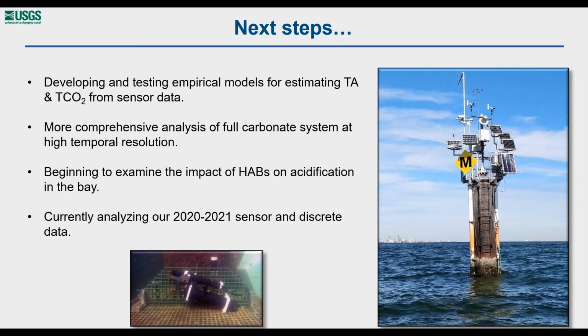As a next step, we're in the process of developing and testing empirical models using our discrete data for estimating total alkalinity and total carbon from our sensor data so that we can perform a more comprehensive analysis of the full carbonate system at the hourly resolution of our sensor measurements. And we're also beginning to examine the impact of algae blooms on acidification and the relative influence of seagrass and algae bloom photosynthesis in the bay. And also, we are currently analyzing our 2020 and 2021 sensor data and discrete data to expand our time series analyses. Next slide, please.